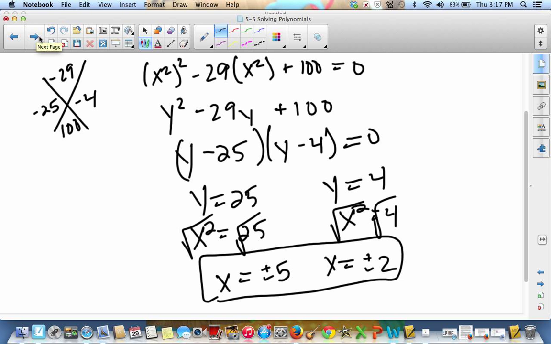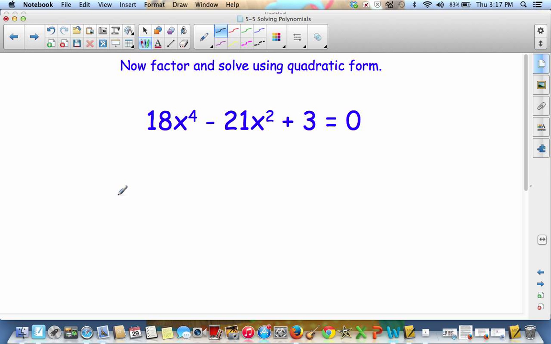So the next one is right here, 18x to the fourth minus 21x squared plus 3. So now this is one where you might have some questions about what you can factor out.